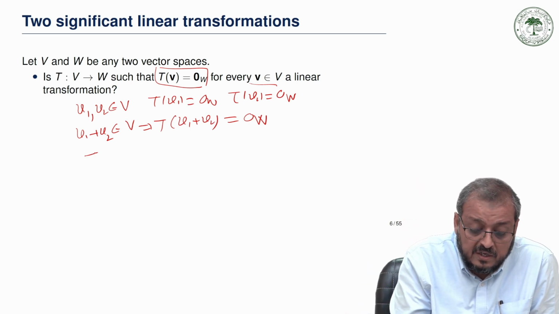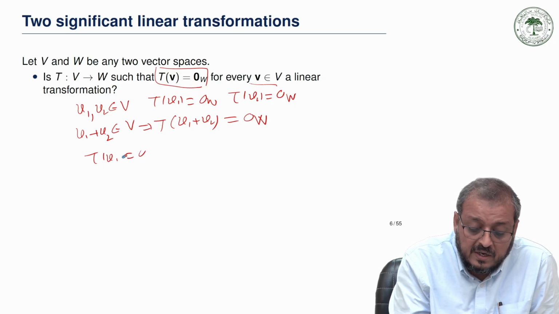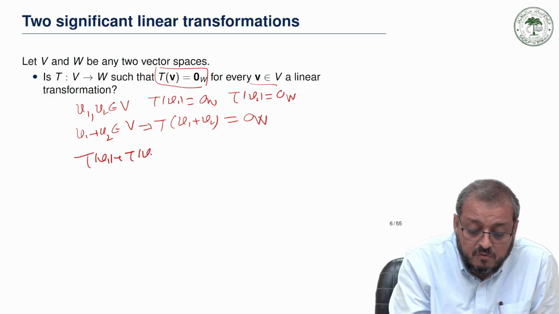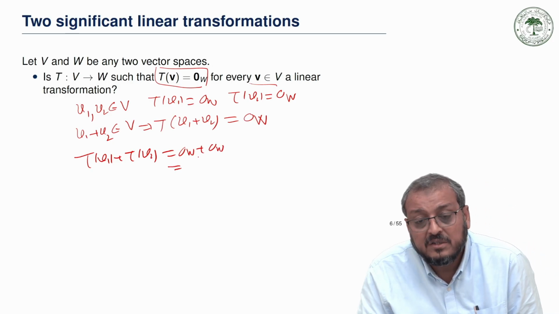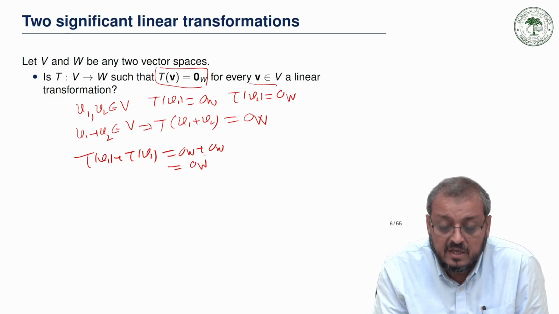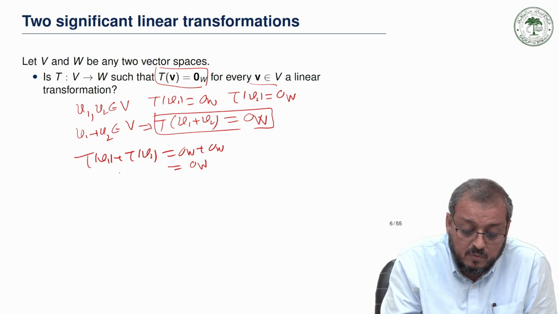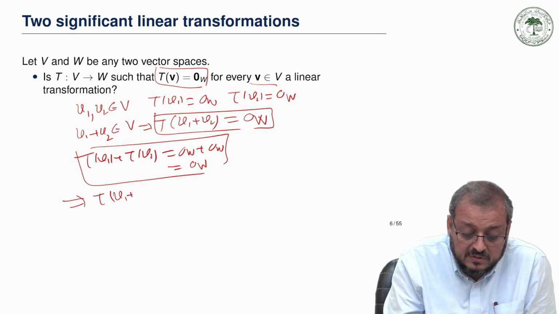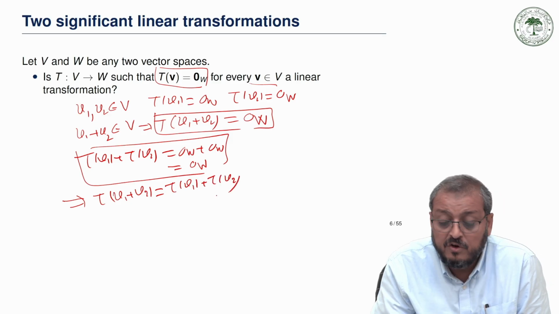Now we take the sum of these two: T of V1 plus T of V2. This can be written as 0 of W plus the identity of W. By the property of a vector space, because W is a vector space, the identity element plus the identity element gives the identity element. So this is 0 of W, and this is also 0 of W. This implies that T of V1 plus V2 is equal to T of V1 plus T of V2.